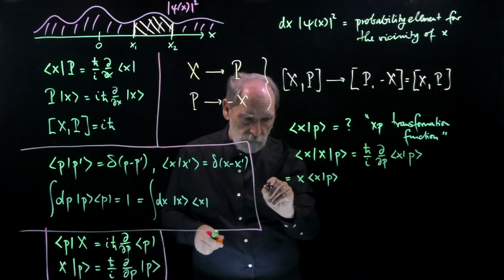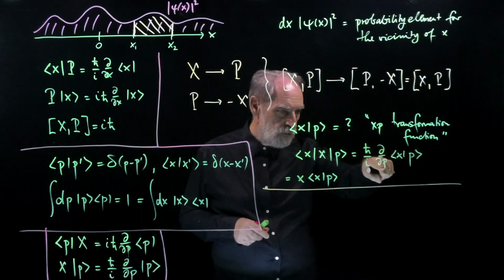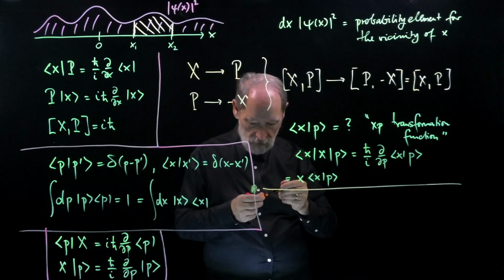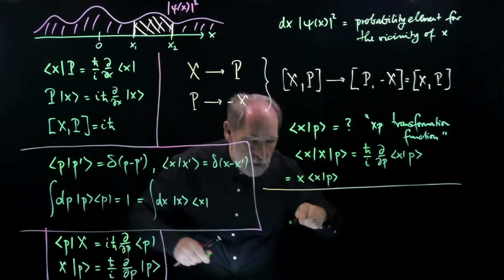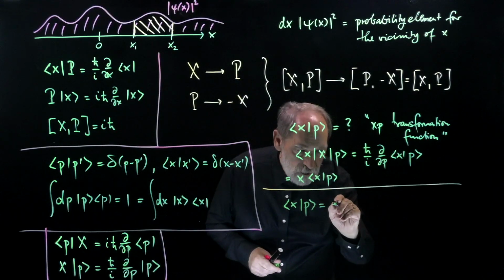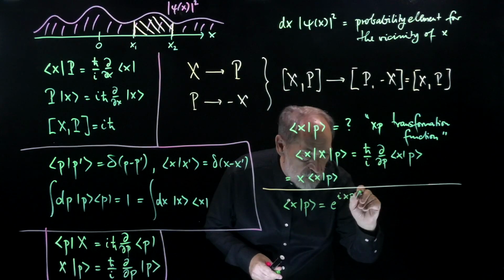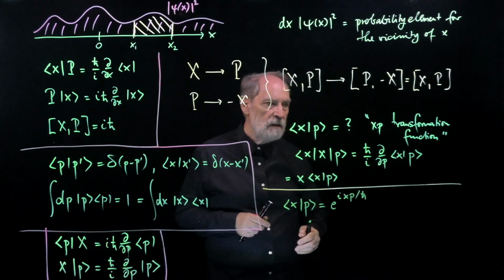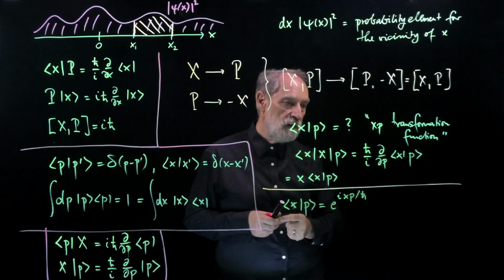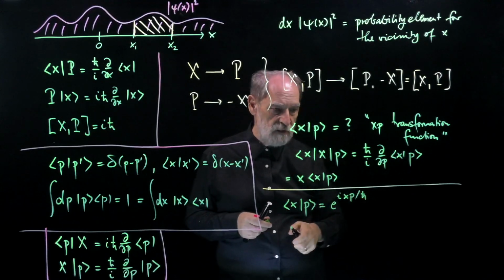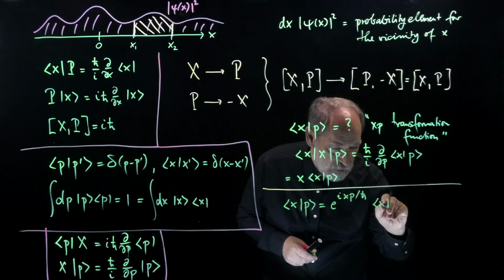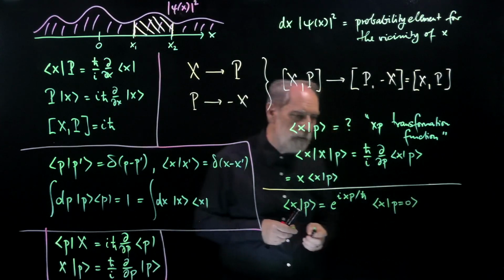And this differential equation, the derivative with respect to p is i divided by h bar x, tells me that the xp function is equal to e to the i xp divided by h bar times a function that only depends on x, something that does not depend on p, because all the p dependence is here. So what is that function that only depends on x? Well, that will be the number that we have when p is equal to 0. Okay?